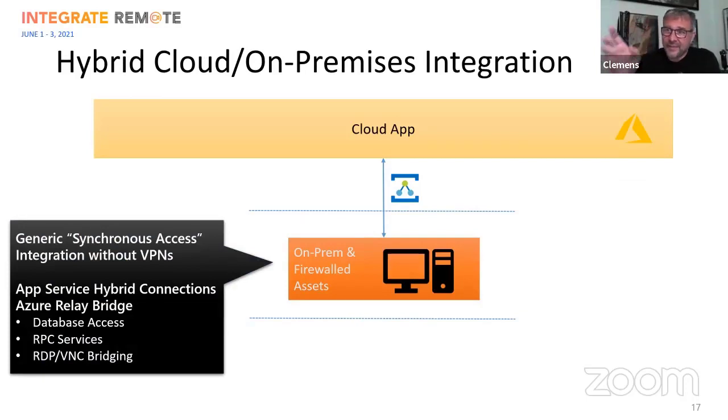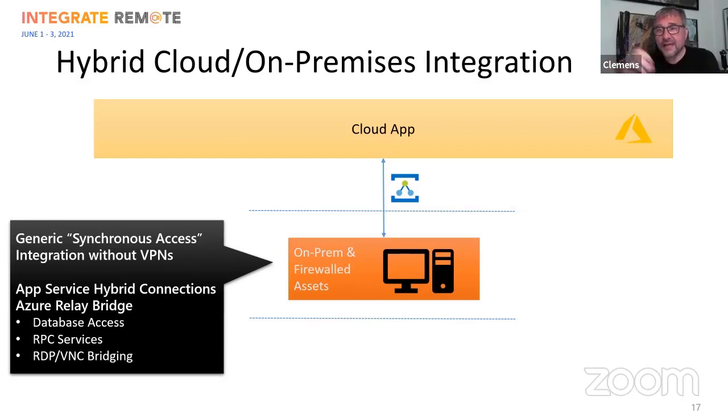You have a cloud app, and the cloud app needs to get to an on-prem firewalled asset. There's a database. The database sits on premises. You can't move that database because it's sitting there forever. It's a legacy system. It won't move. The easiest way to get to it is using the relay without creating a VPN integration, which is also complicated and expensive.